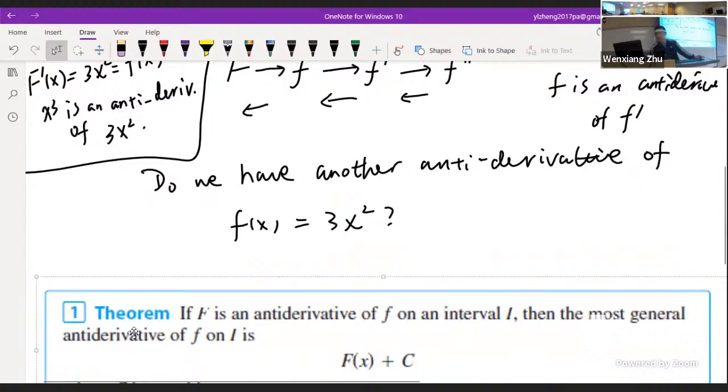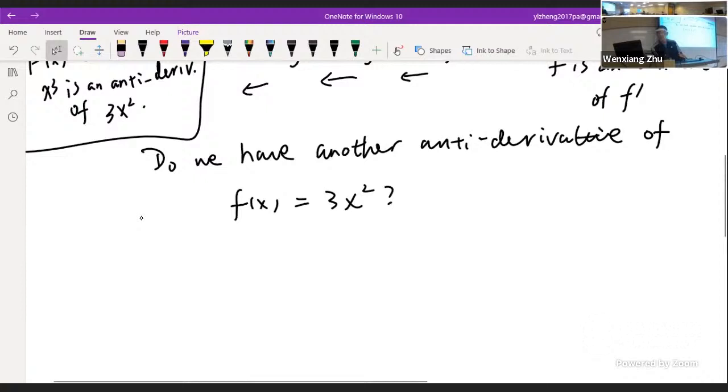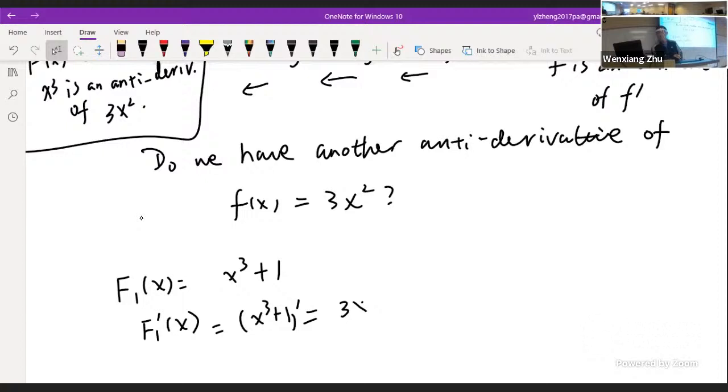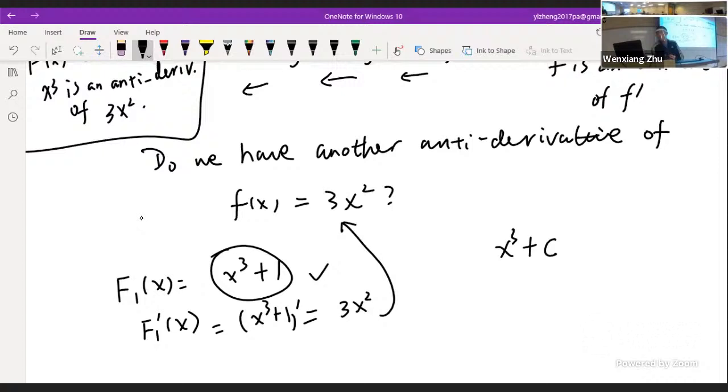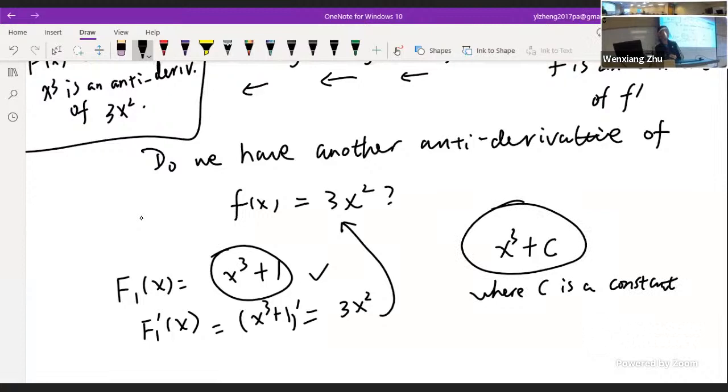For example, I can give you another one called f subscript 1. I can add the number 1 to that x cubed. If you take the derivative of this new function, capital f1, and you're adding a constant, it doesn't matter, right? The derivative of that constant is always 0. You still get 3x squared. So that means you can have another antiderivative. Once you understand this example, you can get x cubed plus c, where c is a constant. Those will be antiderivatives of little f, 3x squared. So in this case, people will say you have a family of antiderivatives.